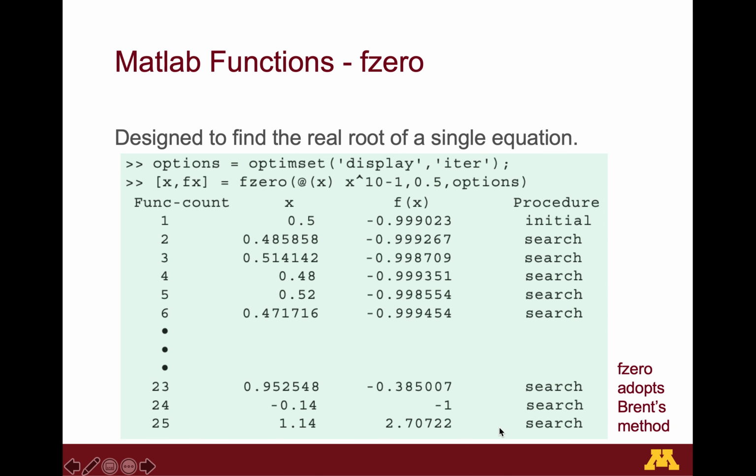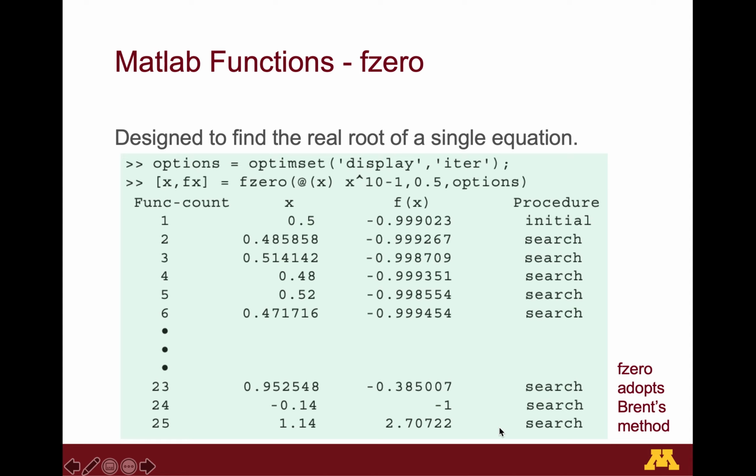A built-in MATLAB function fzero adopts the Brent's method in finding roots of a single equation. Here is an example of calling fzero to solve for the root of a simple polynomial x to the power 10 minus 1. The first line of code, calling optimset, is to make sure the detailed procedures are displayed later. The second line is to call fzero with the first input as the function itself, the second input as the initial guess, and the third input as options, which is defined by the previous line of code using optimset.